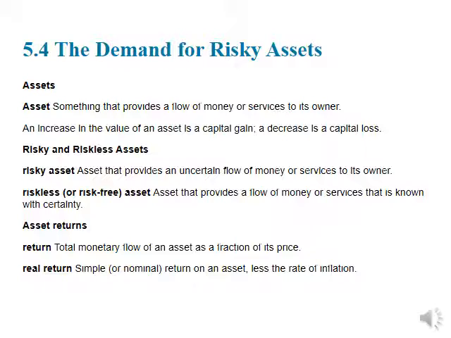To look at the demand for risky assets, we need to first clear up a bunch of vocabulary. An asset is something that provides a flow of money. When that asset increases in value, we have a gain, a capital gain. When it decreases in value, we have a loss. Risky assets provide uncertain flows of money. So a risky asset might be a stock, in that it might increase or decrease in value at some unknown rate. There are also riskless or risk-free assets which provide certain flows of money, like annuities.